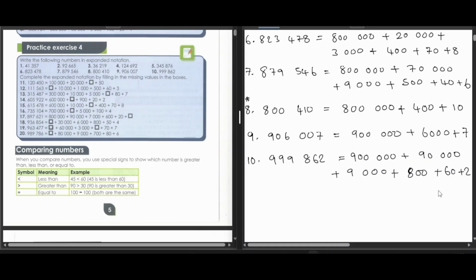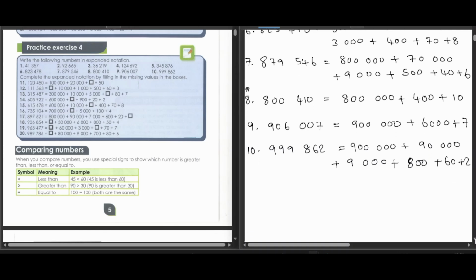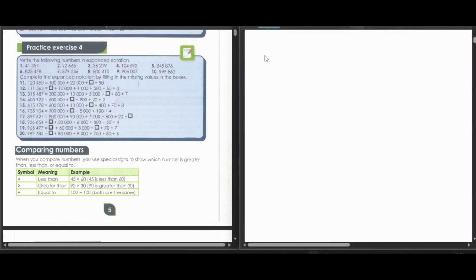So these are the first 10 questions which we have done successfully. I hope you were learning, and I also hope you found your answers correct. If not, you have to write corrections. Complete the expanded notation by filling in the missing values in the boxes. So we want to do number 11 up to number 20. So we have to fill in the missing numbers or missing values in the boxes.